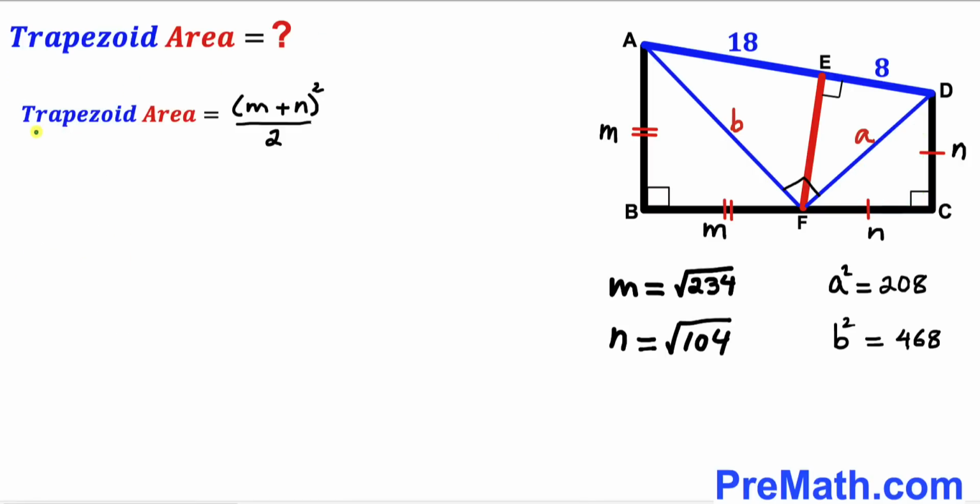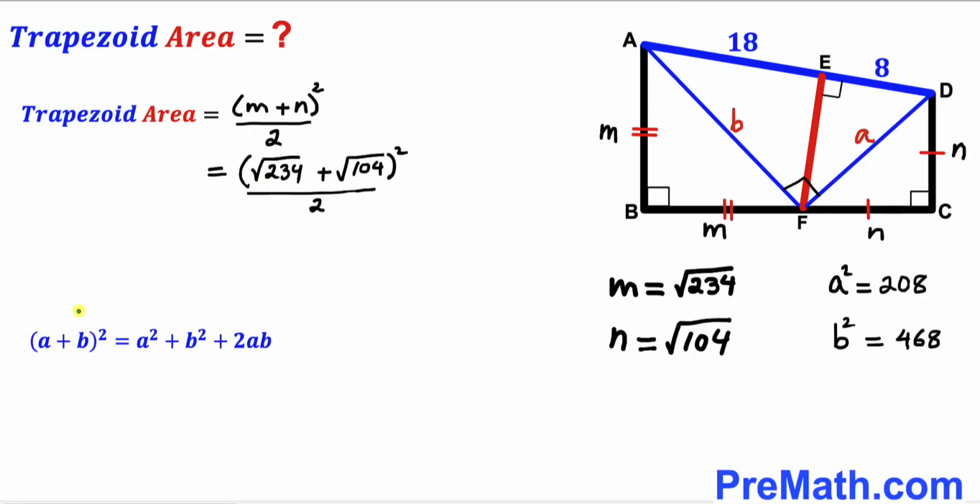We are going to calculate the area of the trapezoid now. We figure out our m and n value. Our m value is square root of 234 and our n value is square root of 104. We are going to substitute those values over here. So let's go ahead and fill in the blanks. We can write down our lowercase m value is square root of 234 plus square root of 104 whole square all over 2.